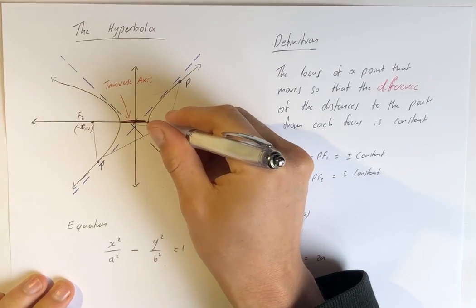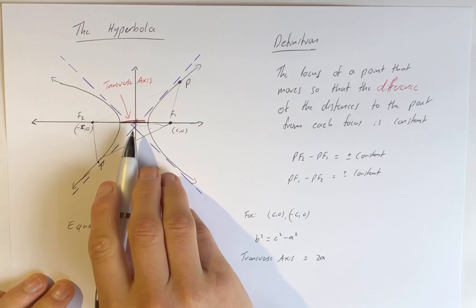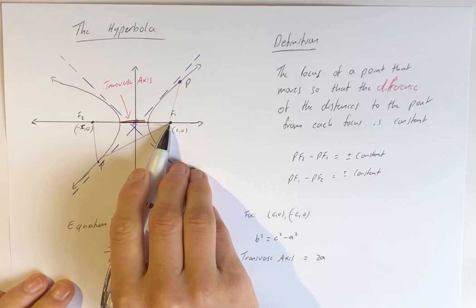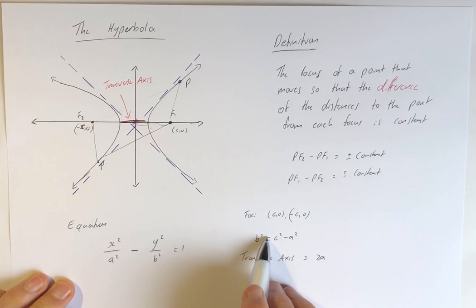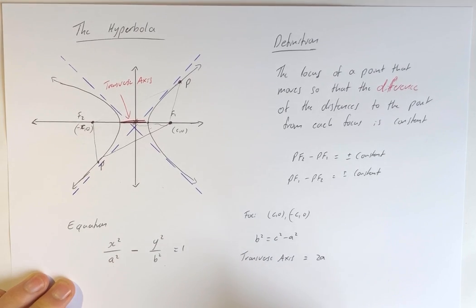Okay, so here is your c value. Okay, so c is from your center to the focus, a is from the center to the vertex, and so you can see how you would get b.